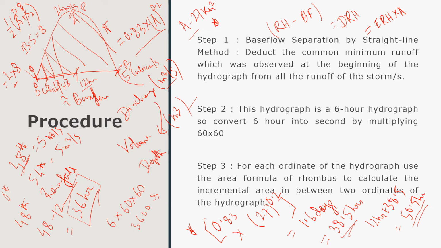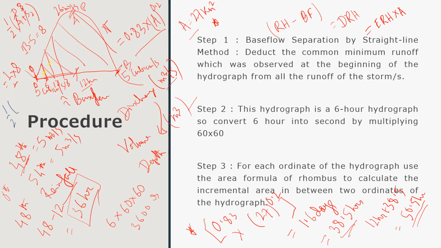Similarly, if I take the next polygon, this is the S1, this is S1, and this is S2. So it is becoming half. S1 is at 6th hour, S2 is at 12th hour. The value of discharge was 13 cubic meter per second at 6th hour.